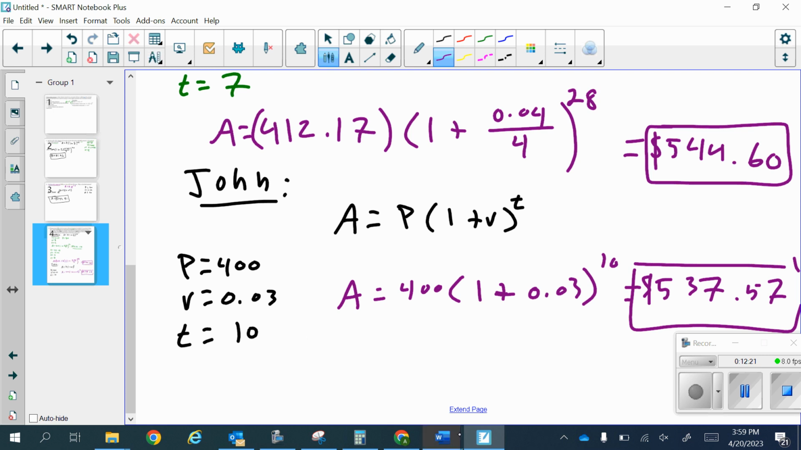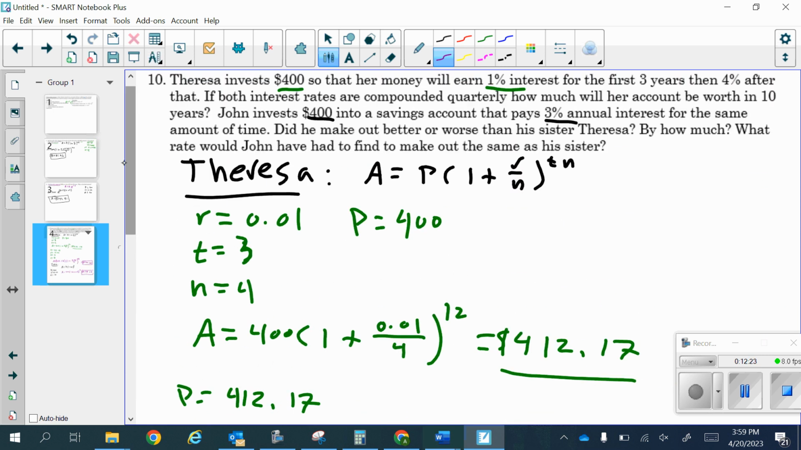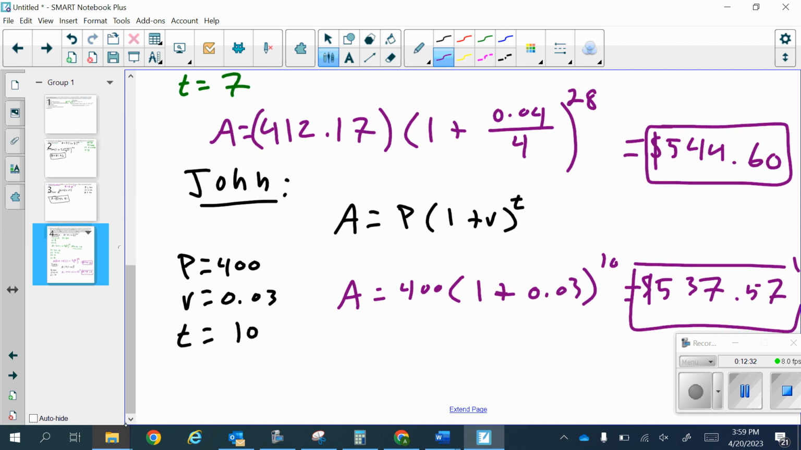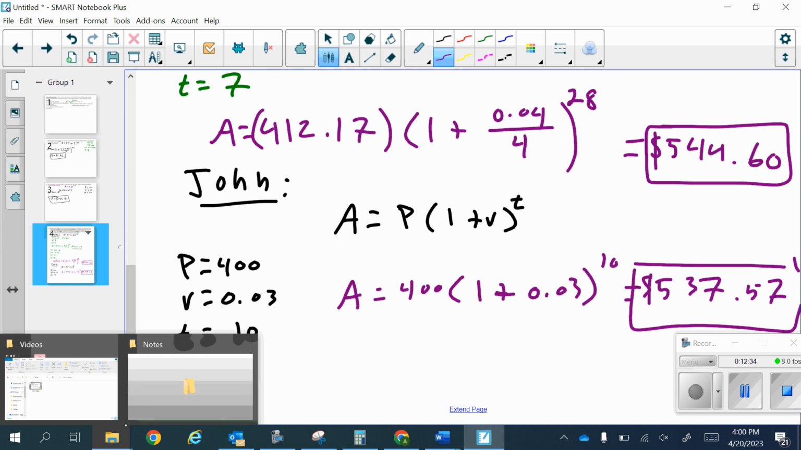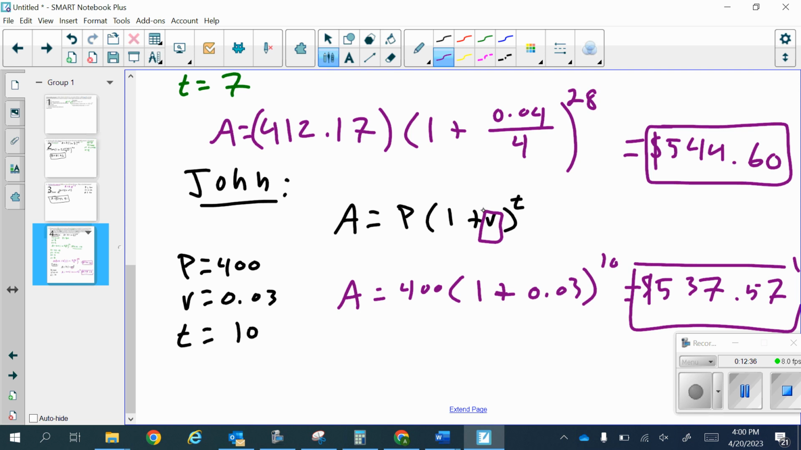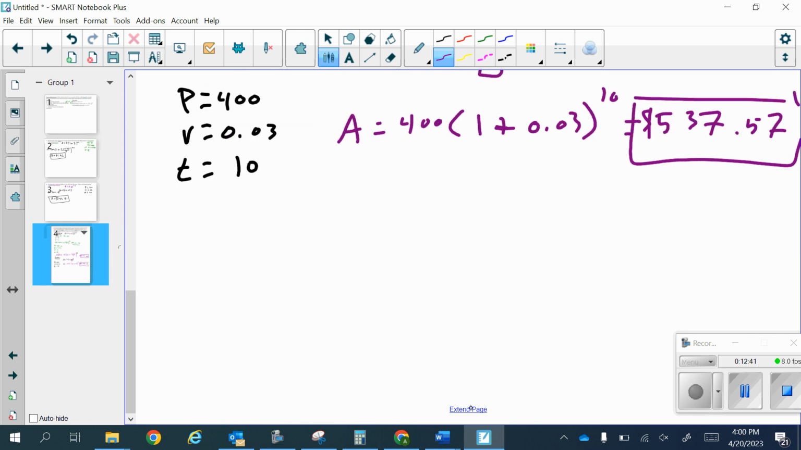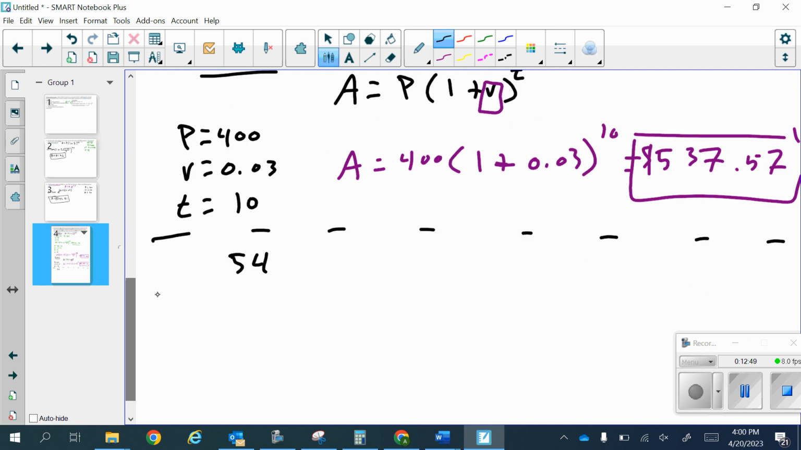So what I want to do now is I want to figure out what rate John would have had to find to make out the same as his sister. So I want to figure out, well, what is John's R, this R right here? What did it have to be so that he made the same amount as his sister Teresa? So let's go ahead and divide this up. So Teresa, she made $544.60. That's how much Teresa made.